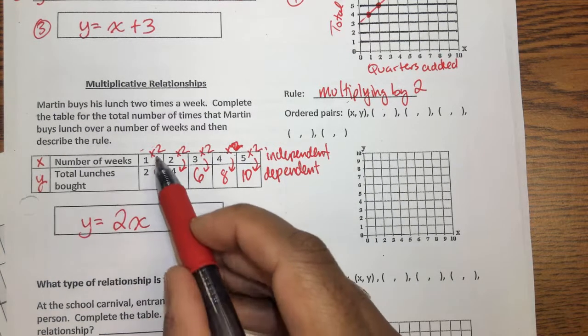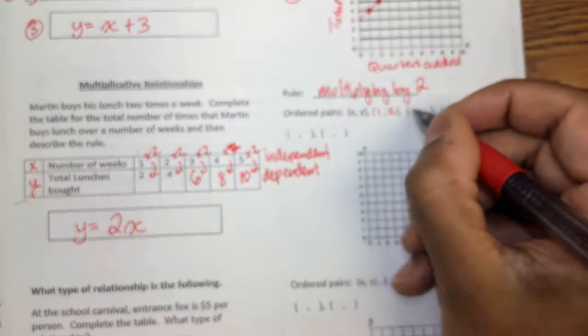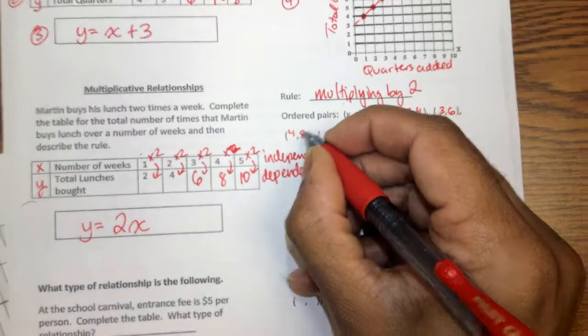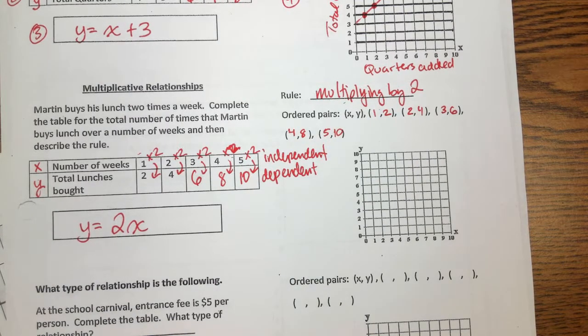So let's write the ordered pairs. X is 1, y is 2. X is 2, y is 4. X is 3, y is 6. X is 4, y is 8. X is 5, y is 10. And I took that straight from the table.